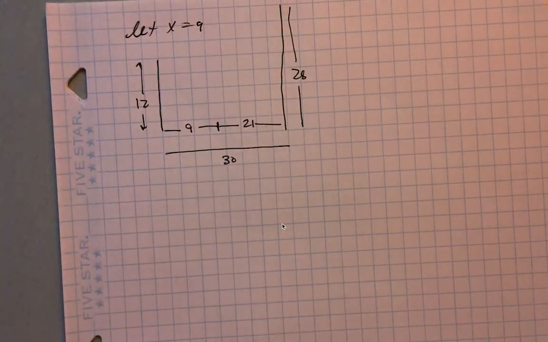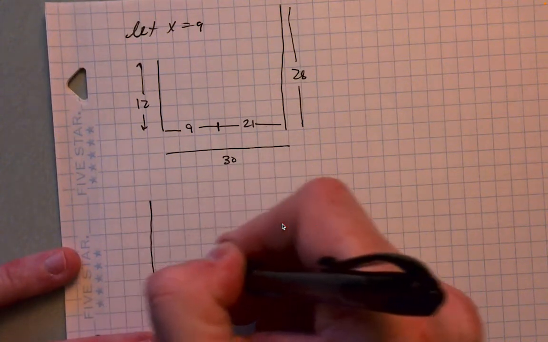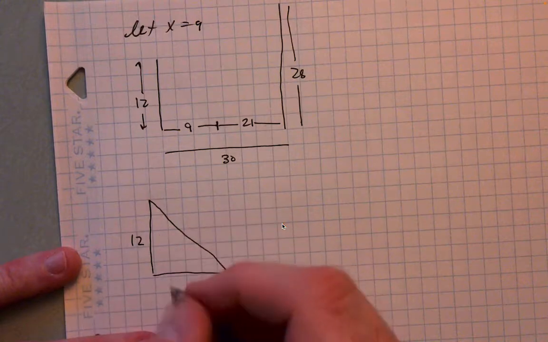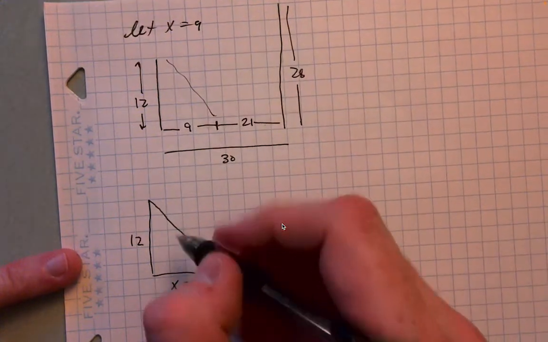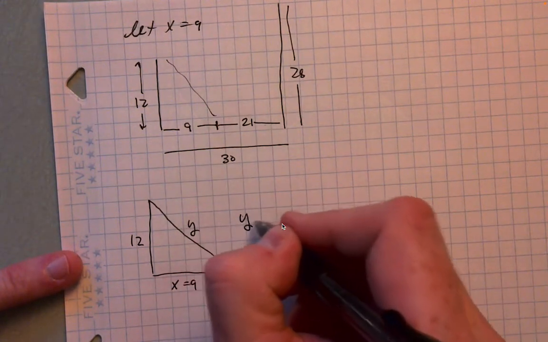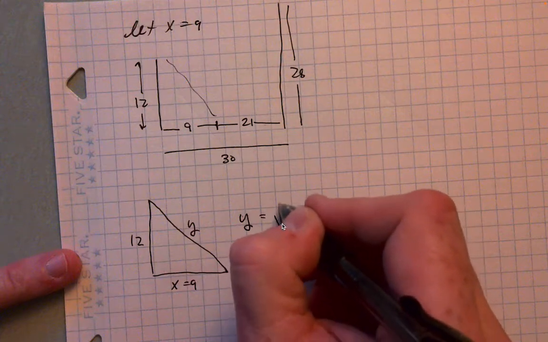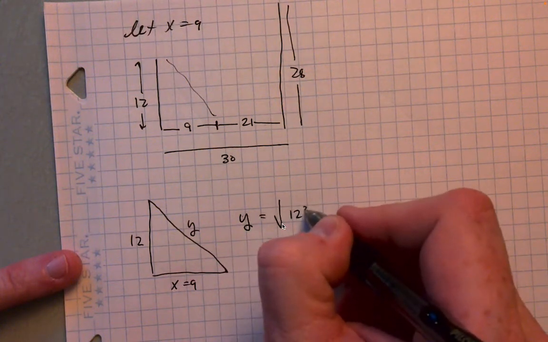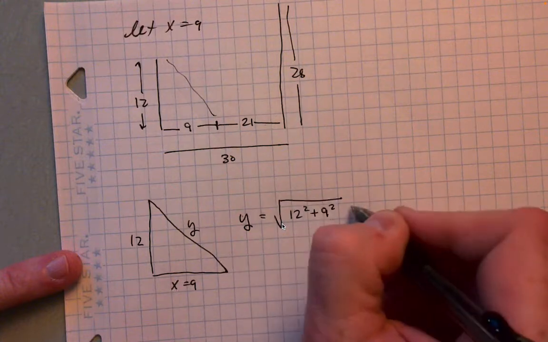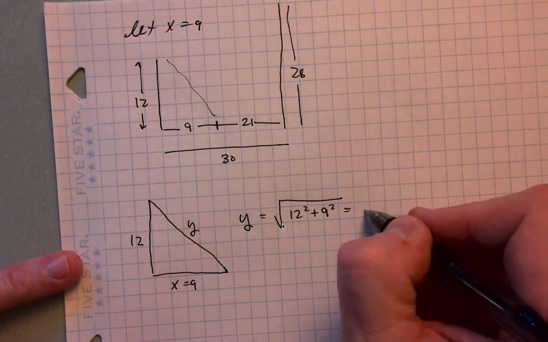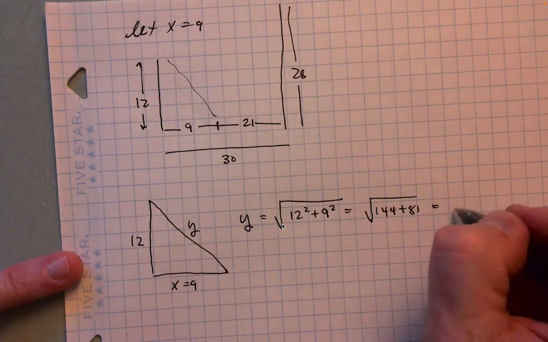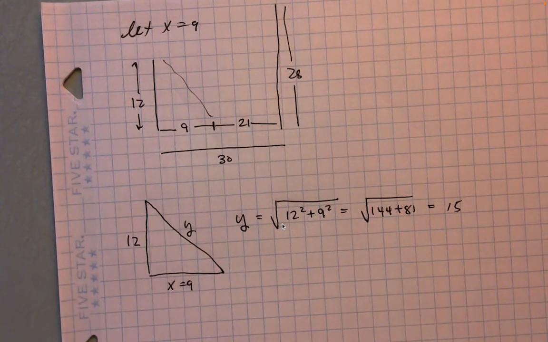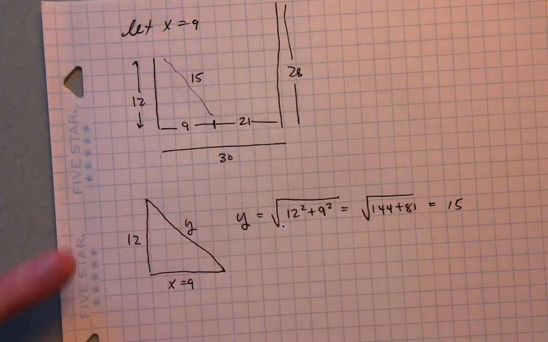And so you can use this to figure out what each of the pieces are. For example, you had the first triangle, which was 12 by x equals 9 now, right? That's this side here, and this was y. And so y would be equal to the square root of 12 squared plus 9 squared, which is the square root of 144 plus 81, which would actually give you 15 ultimately. So this length of wire is 15.